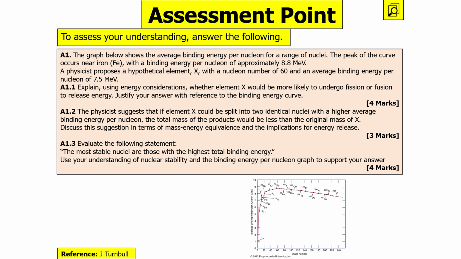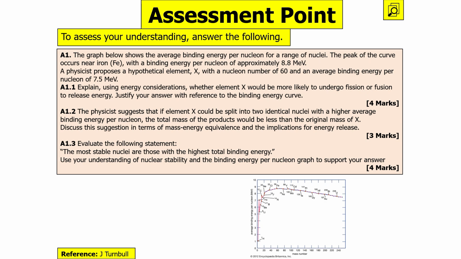The peak of the curve occurs near iron, with a binding energy per nucleon of approximately 8.8 MeV. A physicist proposes a hypothetical element X with a nucleon number of 60 and an average binding energy per nucleon of 7.5 MeV. Explain using energy considerations whether element X would be more likely to undergo fission or fusion to release energy. Justify your answer with reference to the binding energy curve.